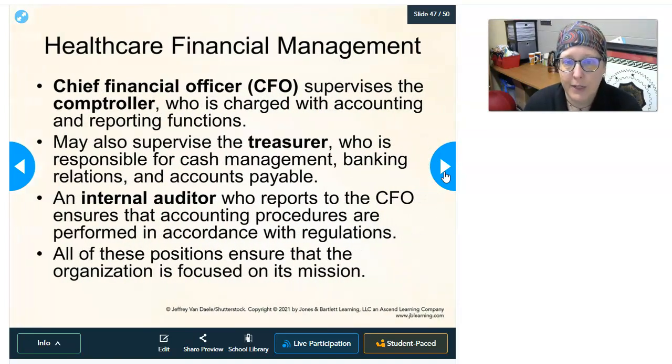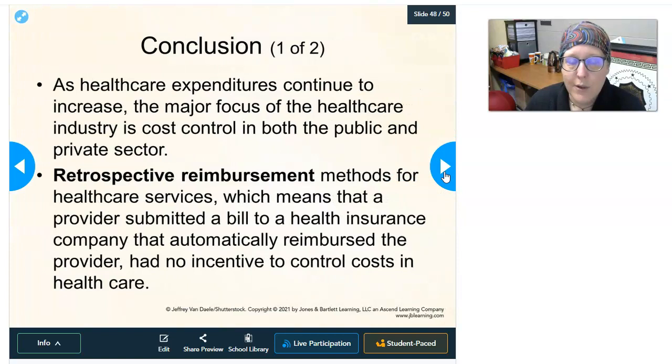And then a little bit about financial management. The chief financial officer supervises the controller, who is in charge of the accounting and reporting functions at usually the hospital or the organization. They may also supervise the treasurer, who is responsible for cash management, payments, banking relations, accounts payable, all that kind of stuff. An internal auditor reports to the CFO and ensures that accounting procedures are performed in accordance with regulations. All of these positions ensure that the organization is focused on its mission and that there's no embezzling and things like that going on. As healthcare expenditures continue to increase, the major focus of the healthcare industry is cost control in both the public and private sector.